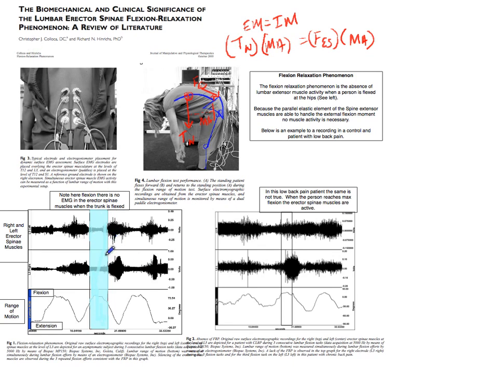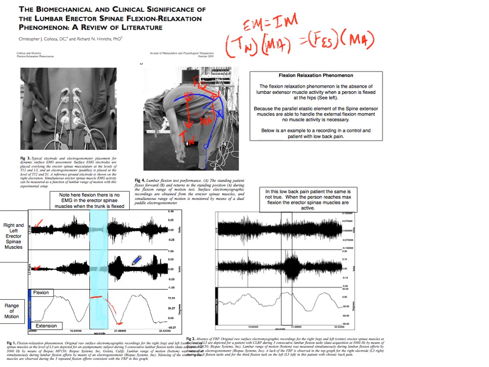So what we see, though, is something quite different. So this is the right and left erector spinae muscle activity here and here, and this is the tracing of motion from flexion back to extension. So essentially this is the person going into flexion here, this is them in flexion, and then this is them moving back into extension again.